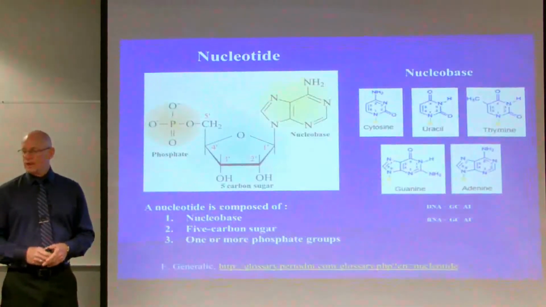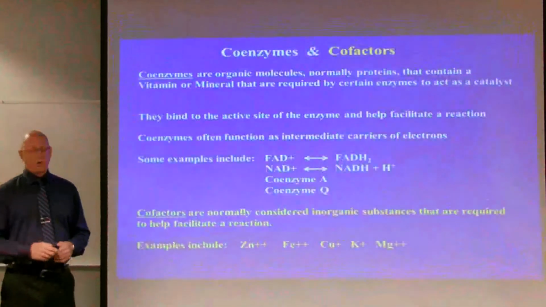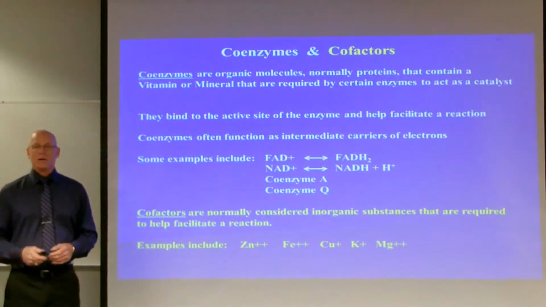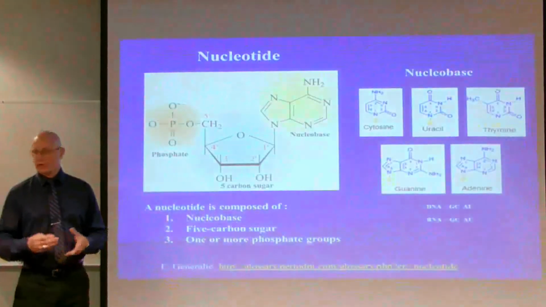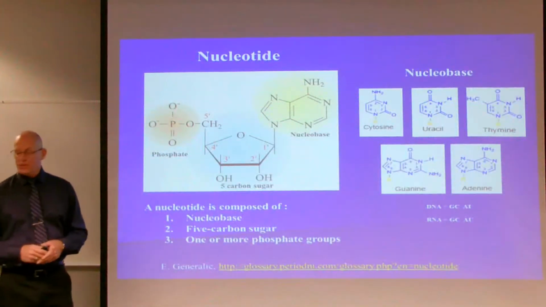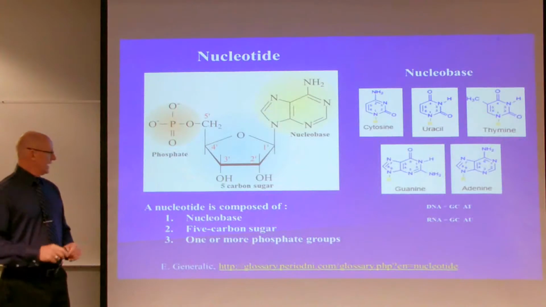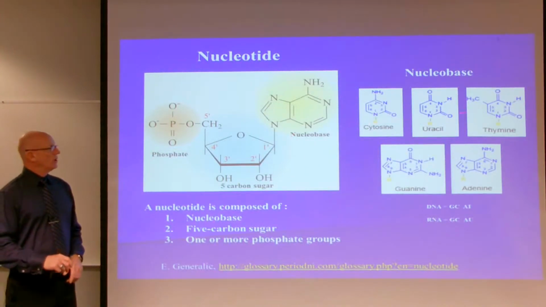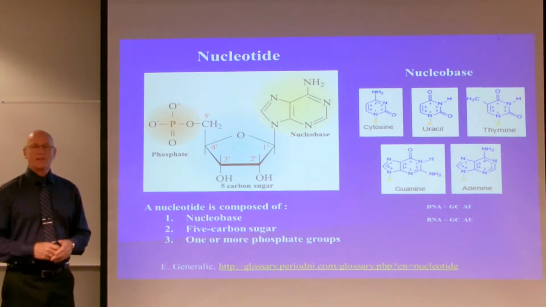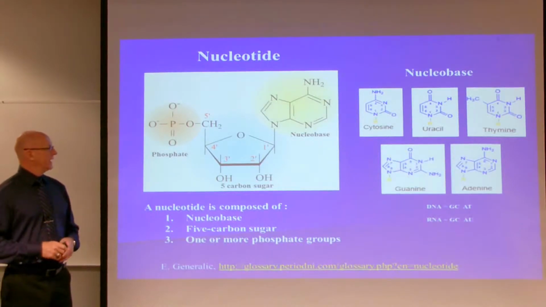So let's cover first, as you just heard, this is a dinucleotide. So let's define what a nucleotide is first before we go any further. Now this is a nucleotide, and a nucleotide is composed of three items. It's a nucleobase. This is a nucleobase. And these are nucleobases that constitute our DNA or RNA. And it can be either one of these.